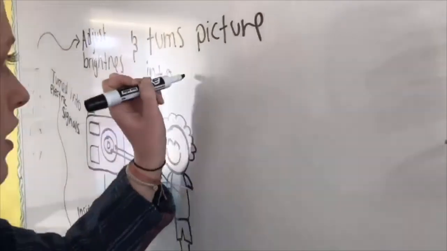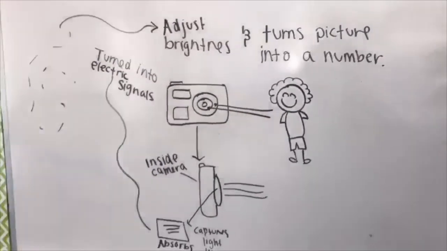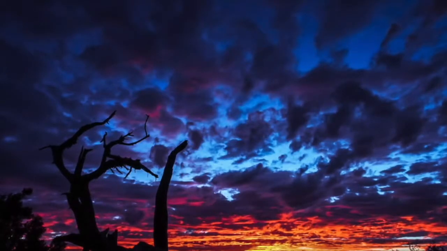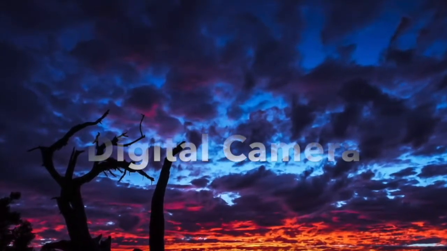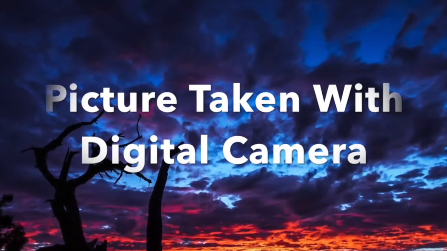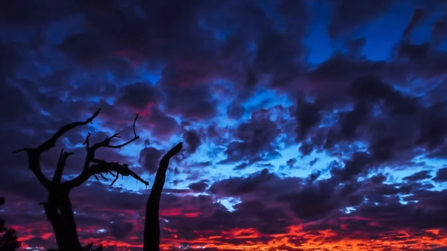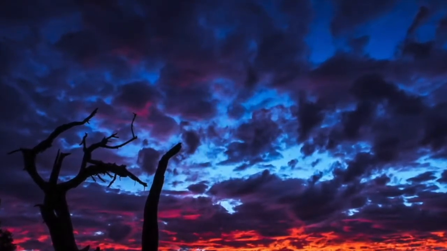www.explainthatstuff.com explained it best when they said, "Light from the thing you are photographing zooms into the camera lens. The incoming picture hits the image sensor chip, which breaks it into millions of pixels, then measures color and brightness and stores it as a number."